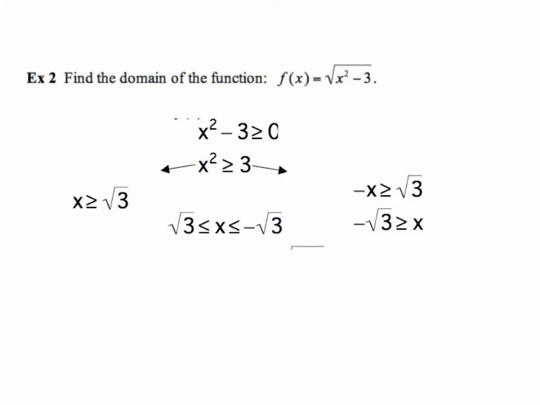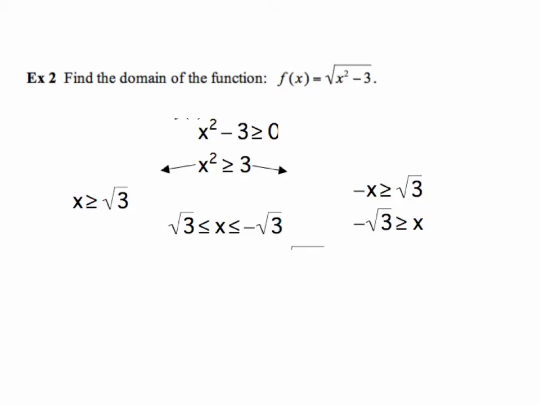To find the domain of this function, again, we need to take a look at the square root, and what's inside the radical needs to be positive. So x squared minus 3 has to be greater than or equal to 0. We continue to solve. x squared greater than or equal to 3.